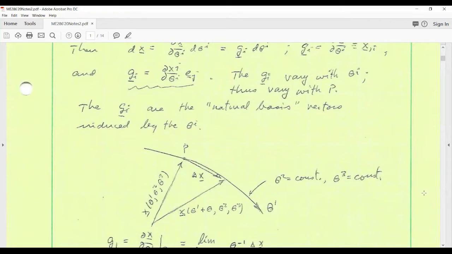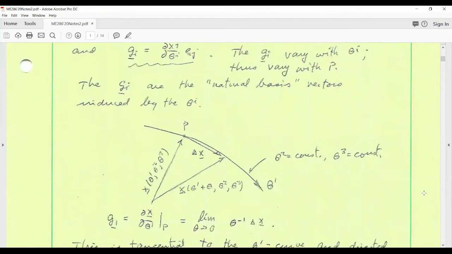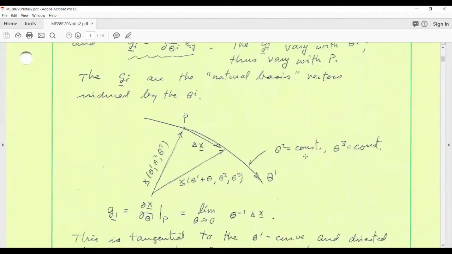Okay, so these g's with subscripts have a simple geometric interpretation. Suppose I hold theta 2 and theta 3 fixed and consider a curve generated by varying theta 1. Okay, so we have x of theta 1, theta 2, theta 3, as we've just indicated. And just imagine incrementing theta 1 by an amount delta theta while holding theta 2 and theta 3 fixed. When I do that, I generate a curve. Okay. And g sub 1, let's say, is the derivative with respect to theta 1 at this point P.